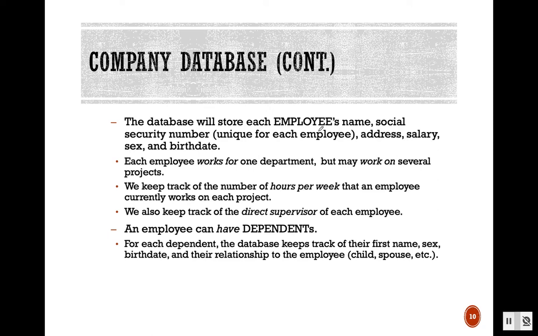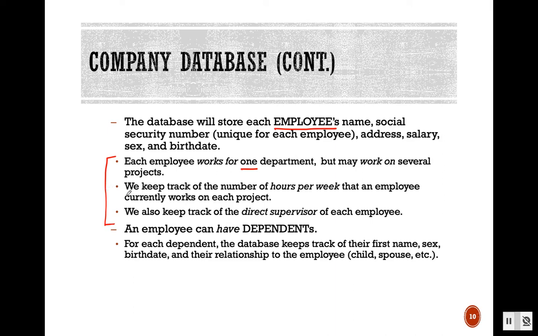Now the database will also keep track of employees. Each employee has a name, an SSN which will be unique for each employee, address, salary, sex, and birth date. Each employee also works for one department. These are the requirements for each employee. Each employee works for only one department. See, every tiny detail is actually important for our database design. So each employee works for one department, but may work on several projects.